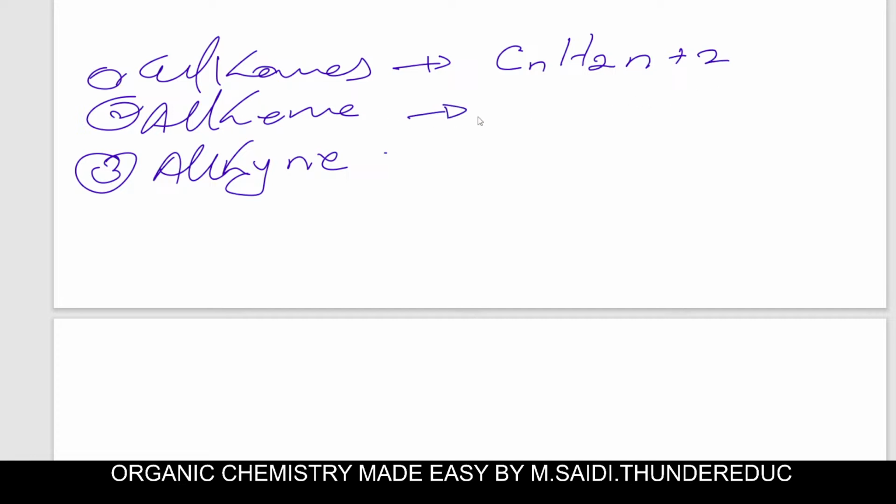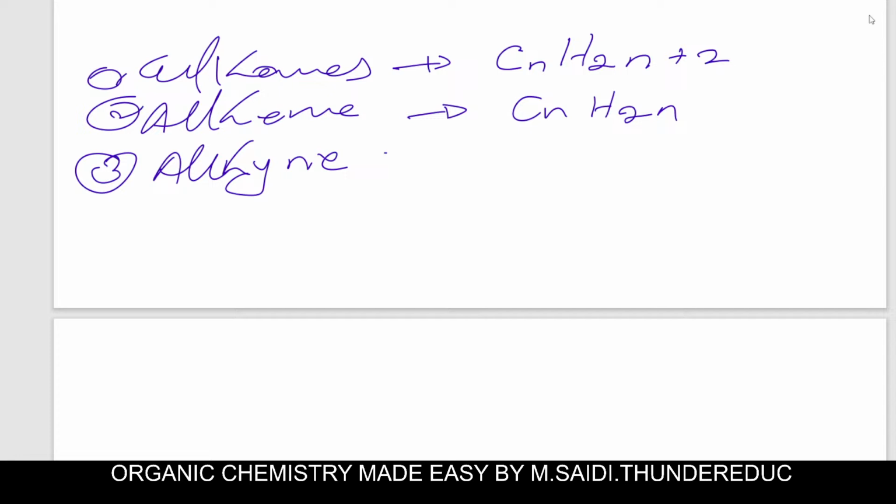Then alkene, it has a double bond. So its general formula is CnH2n. All of them, they start with that. So if you are going to the objective and then you find such a question and the question is not showing this CnH2n, then you just know that what you are looking at is not the correct answer. So it means that you just rule that out.